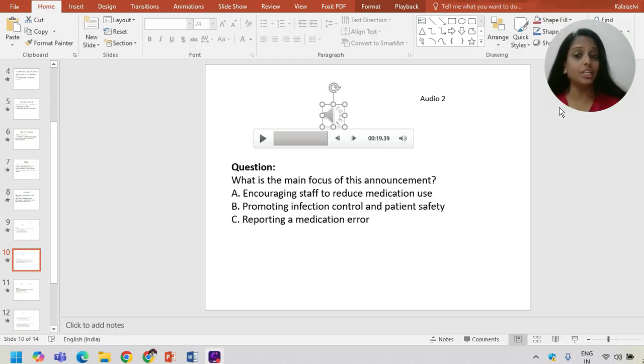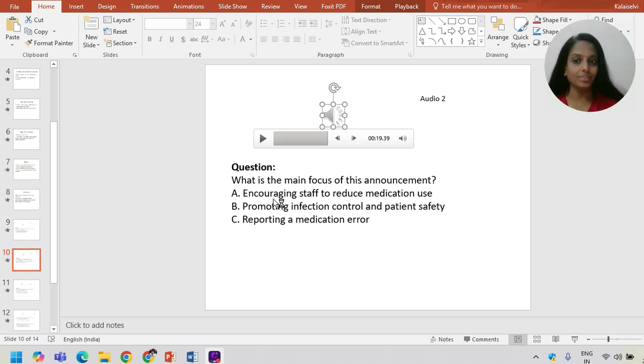Did you listen to the announcement? So, what is the main focus of this announcement? And the options are encouraging staff to reduce medication use, promoting infection control and patient safety, reporting a medication error. So, which one is the right answer?